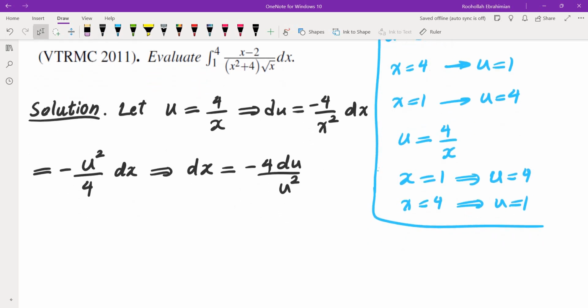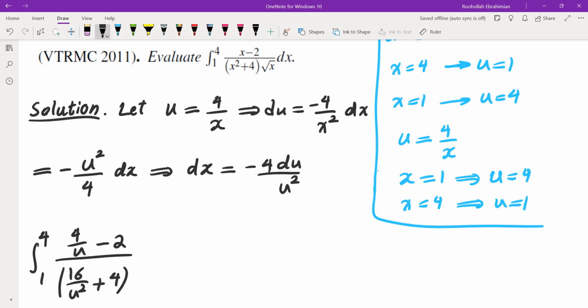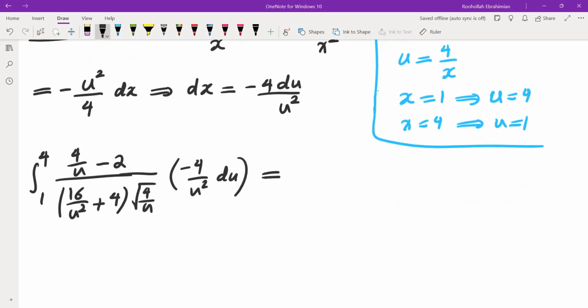Now we are going to substitute into the initial integral. We get the integral from 1 to 4, of 4 over u minus 2, over 16 over u squared plus 4, times the square root of x, which is root 4 over u, times dx, which is negative 4 over u squared du. And this is the initial integral.